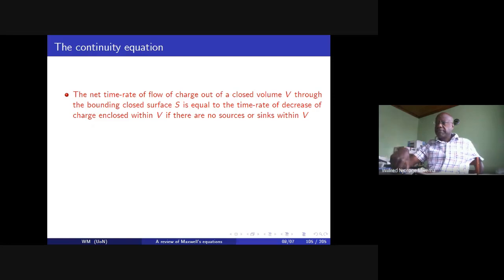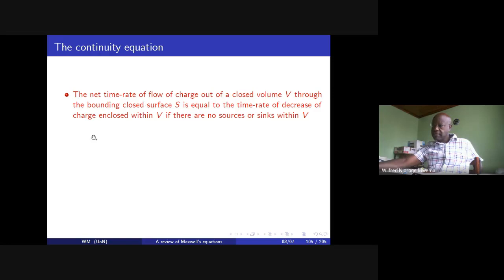Now, another problem we can have is what we call the continuity equation. This is a statement of conservation of charge, which is a physical requirement. So the time rate of flow of charge out of a closed volume V through the bounding closed surface S must be equal to the time rate of decrease of that charge enclosed within V, if we require that V contains no sinks, that is where charge can flow into, or sources, where charge is being produced.